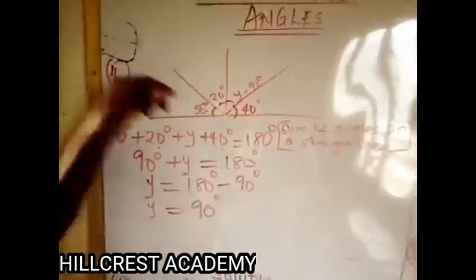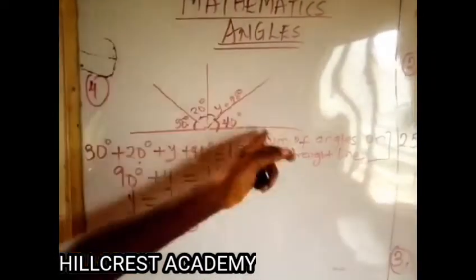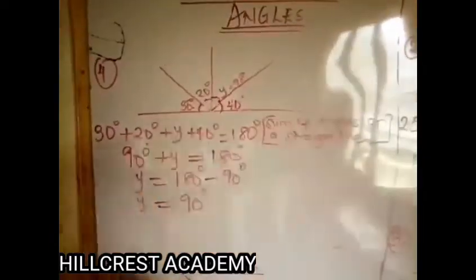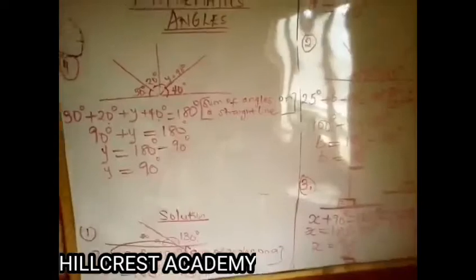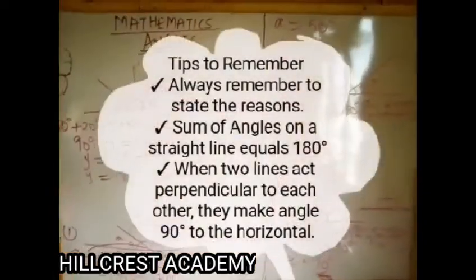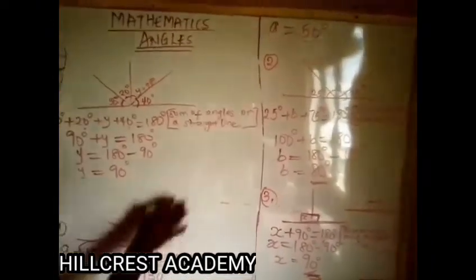You can check this at your convenience. 30 plus 20 is 50. 50 plus 90 is 140. 140 plus 40 is actually 180 degrees. So these are the examples on the principle that states that the sum of angles on a straight line is equal to 180. So you can go over it, and I think with these examples you will understand the principle very well.